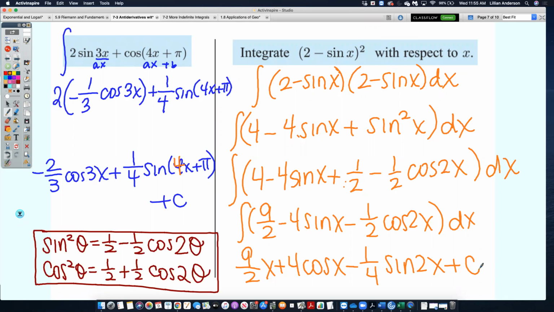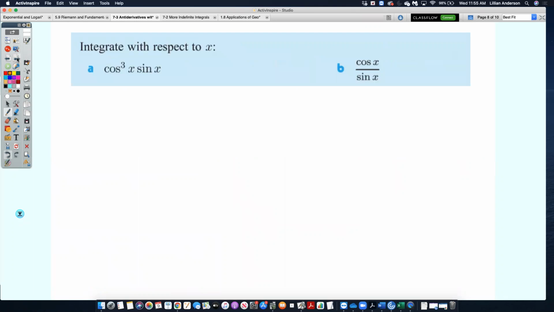9/2x plus 4 cosine x minus 1/4 sine 2x plus c. Looks like it. All right, a few more. Let's integrate this with respect to x.